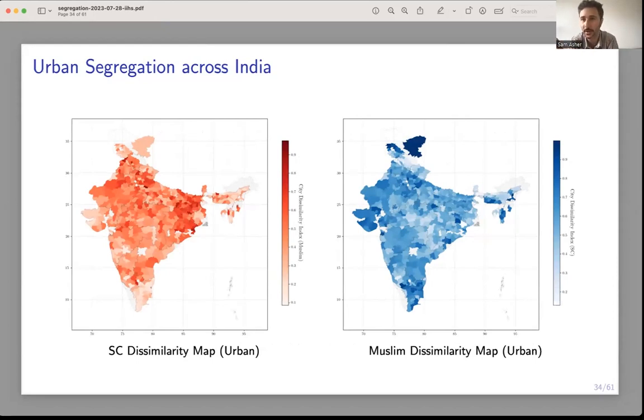One of the things that's striking about these measures of segregation and when we map them is that actually the patterns aren't that strong. In SC dissimilarity, you see slightly darker reds in say Bihar than you do in Madhya Pradesh, but actually there are pretty high levels of segregation around the country, and likewise for Muslims.